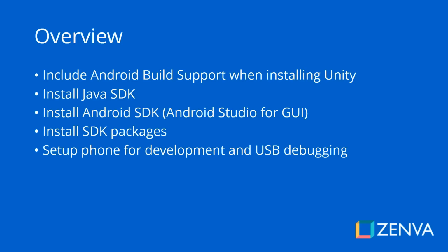Also, we're going to be installing the Java SDK and the Android SDK and a bunch of Android packages. There's going to be a lot of downloading, so I hope that you have a good internet connection and a good hard drive, because these things are quite heavy. And we're going to end up by setting up our phone for development and enabling USB debugging, which is something that you need so that your computer can speak to your phone via USB cable and send games to it, so you can test your games on your phone.